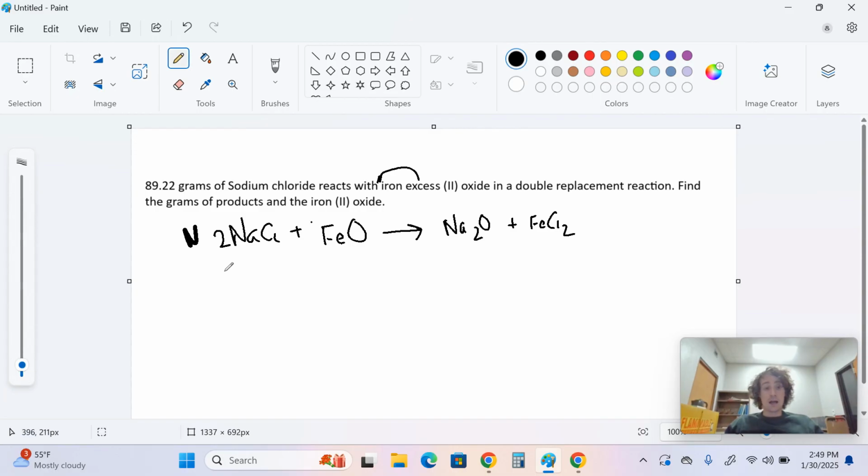We're going to go. Molar masses, I should find those. I guess I'll switch colors over here. So I got NaCl, I got FeO, I got Na2O, the sodium oxide, sorry, and I got iron 2 chloride, FeCl2. For molar masses, hopefully you're comfortable with this at this point. Sodium chloride is like 58 and change, but let's get the exact number. So quickly do some math here. 58.44. Okay, good. 58.44 grams per mole.